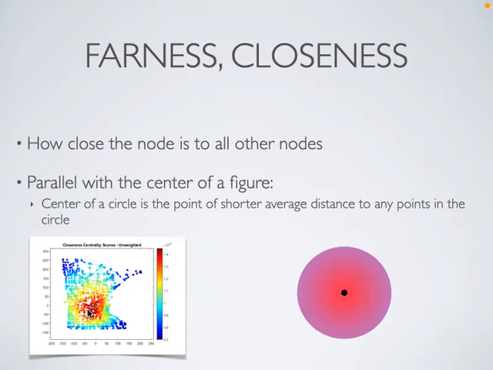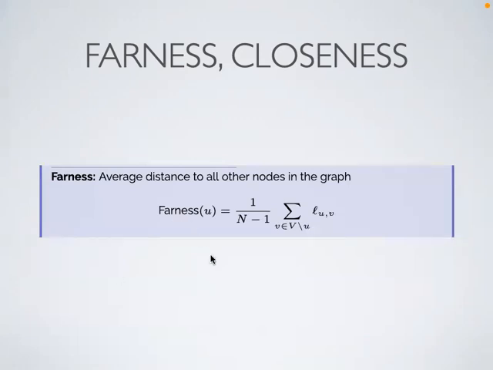You want to find the point in this graph. You can measure the distance to all the other ones, and the highest centrality should be the ones which are in the center of the graph if you draw it like this. To define this notion of closeness centrality, we start with the farness. The farness is simple. It's just the average distance to all other nodes in the graph. So to know the farness of one node, you take this node, measure the distance to all the other nodes in the graph, and take the average.